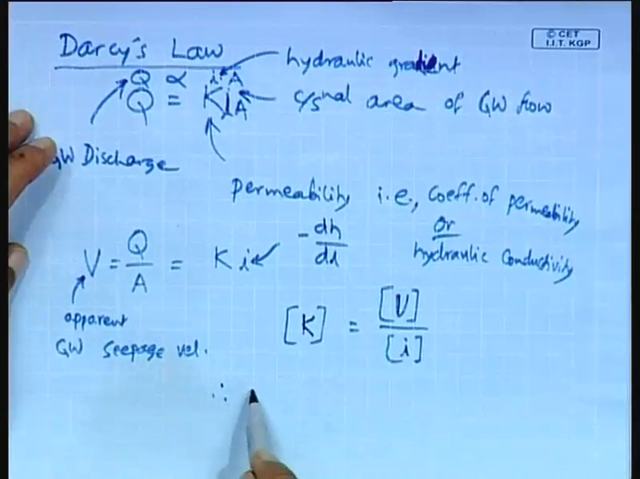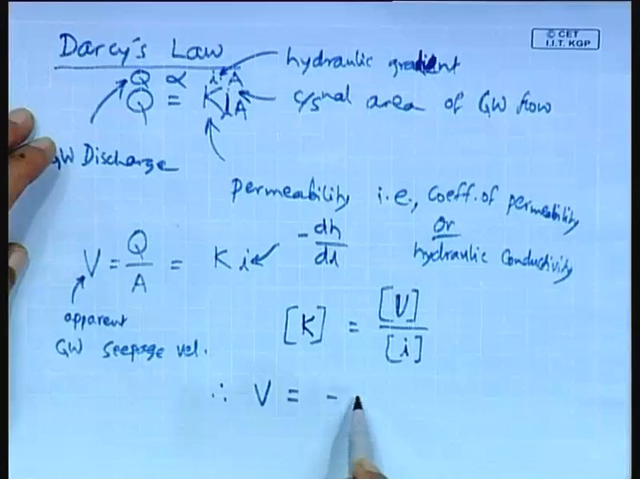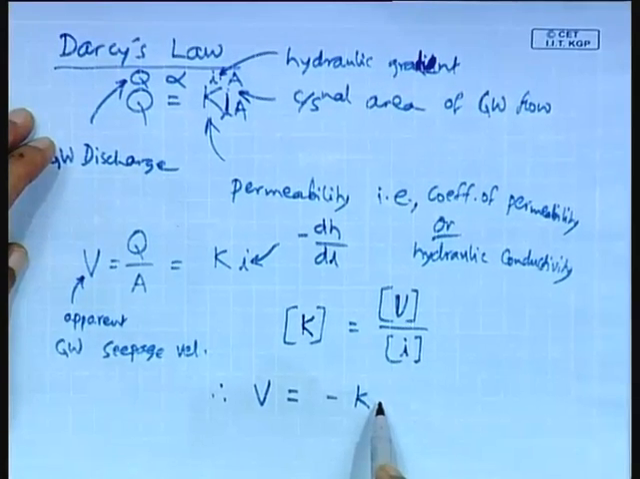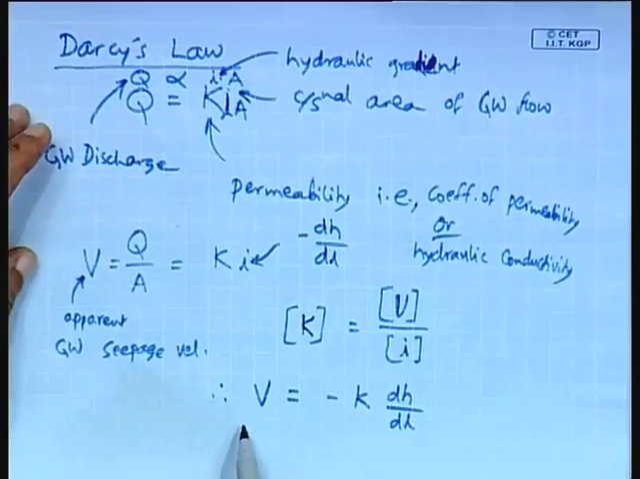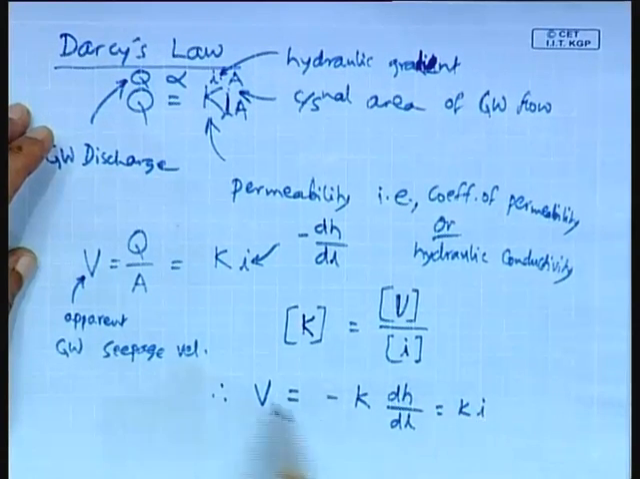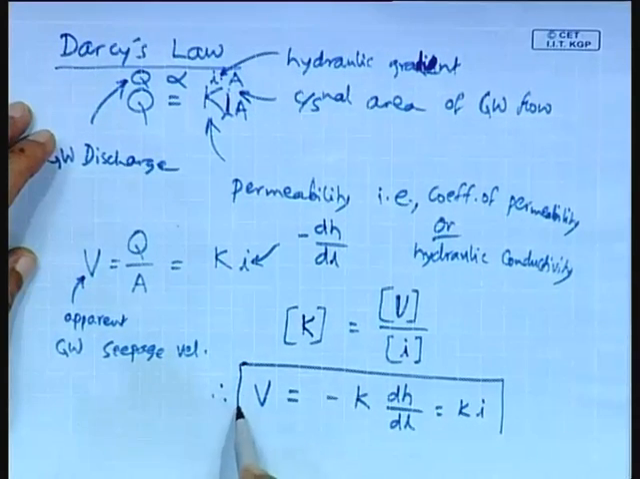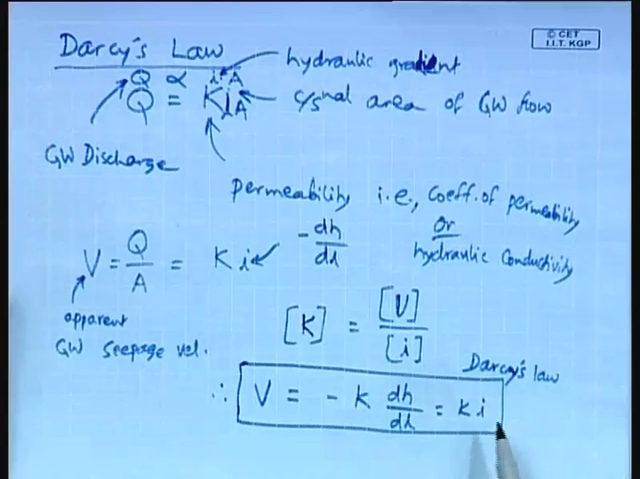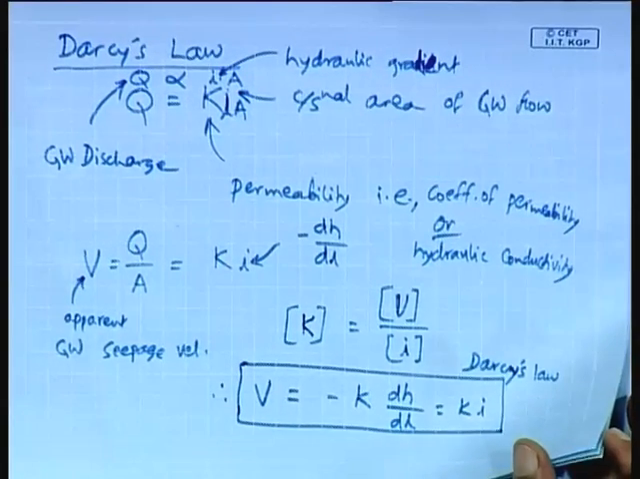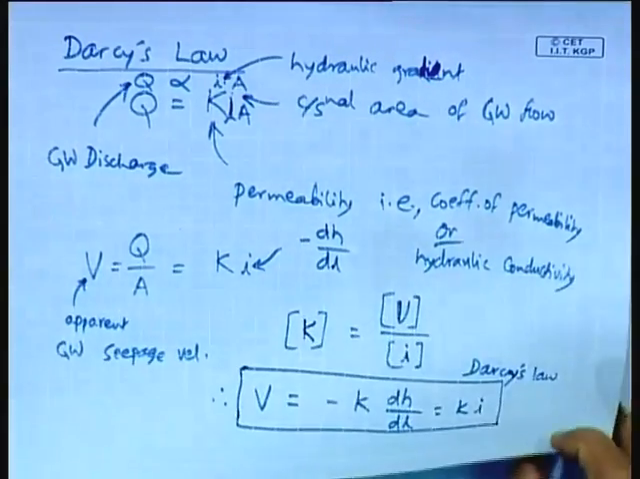So therefore, here we can state, V is equal to minus K into dH by dL, which is equal to simply K into I. So this relationship is popularly known as Darcy's law, which is applicable for groundwater flow. And as you can see, this groundwater flow is a highly laminar flow with very small velocity. So therefore, this is the groundwater velocity for which Darcy's law is applicable.